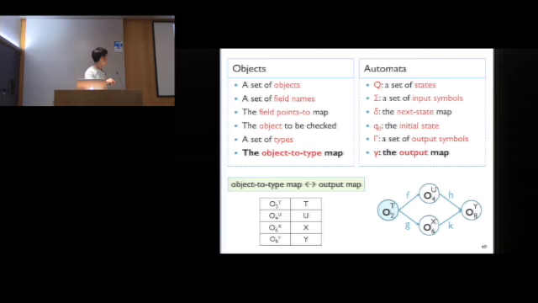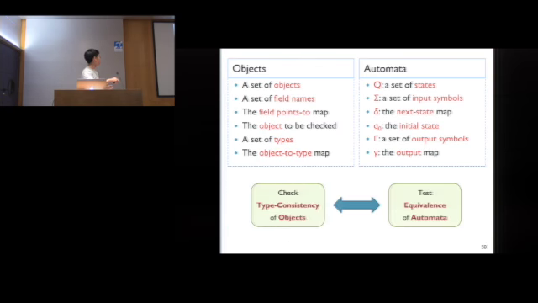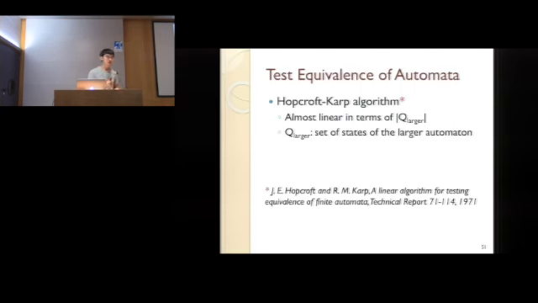Finally, the object-to-type map, which maps each object to its type, corresponds to the output map in the automaton. And after building this mapping from objects to automata, we can now transform the problem of checking type consistency of objects into the problem of testing the equivalence of automata. So the next question is how to test equivalence of automata. Our solution is to leverage the Hopcroft-Karp algorithm with minor modifications. And this classic algorithm is almost linear and is very efficient.